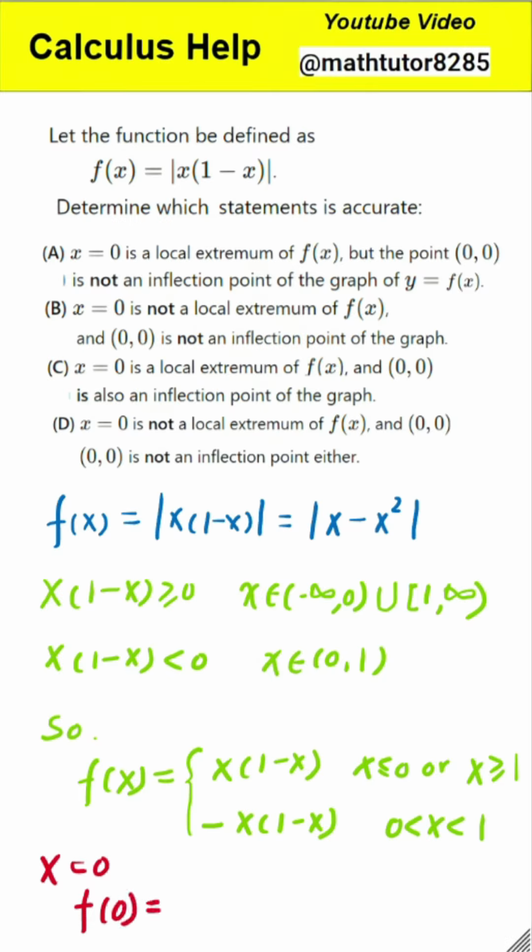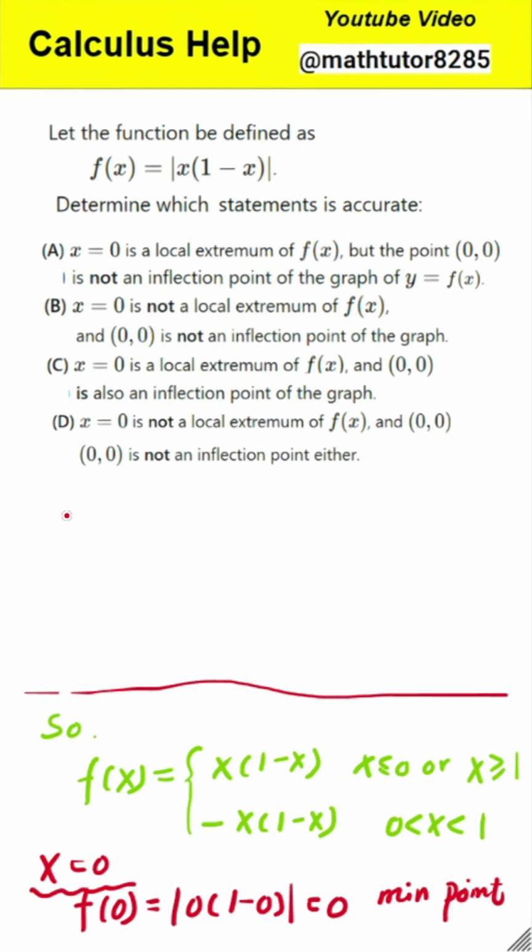Next step is to check whether x equals 0 is an extrema point. We observe that f of x is always greater than or equal to 0 for all x. In particular, f of 0 equals 0. That means f reaches its smallest possible value at x equals 0. So yes, x equals 0 is a local minimum. This means option B and option D are not correct.